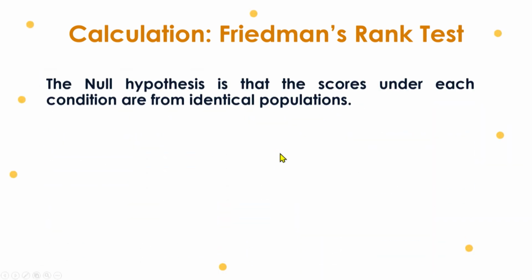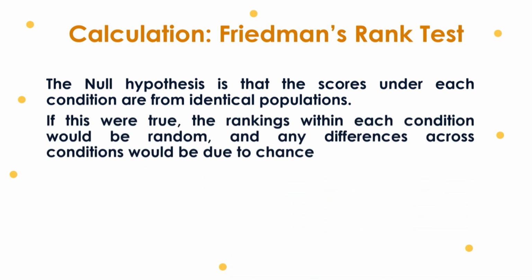Now, we can see about the null hypothesis. The null hypothesis is nothing but that the scores under each condition are from an identical population. If this were true, the ranking within each condition could be random and any difference across conditions could be due to chance.